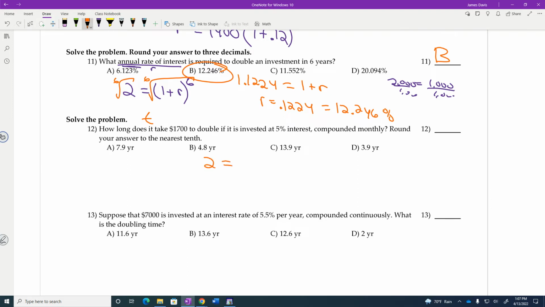Equals 5% compounded monthly. So 1 plus our rate, which is 0.05, over 12, since monthly is 12, to the power 12t. T is what we're trying to find. So here's our setup.